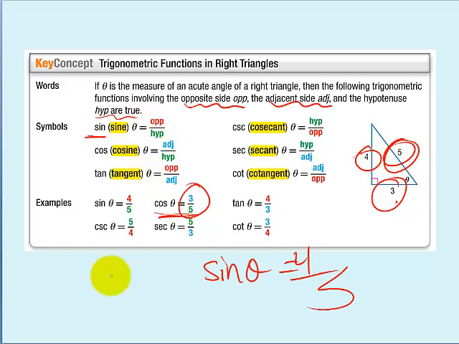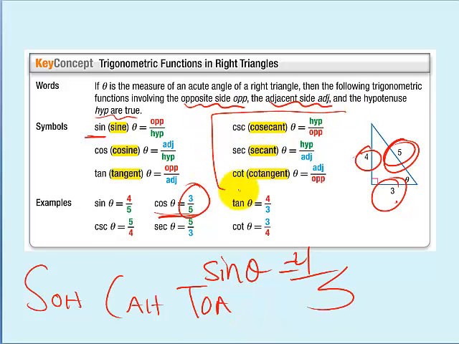These ones you may have heard of before, and there's a little phrase, Soh Cah Toa, which helps people remember the ratios. So the sine function is opposite over hypotenuse. The cosine is adjacent over hypotenuse. Tangent is opposite over adjacent.